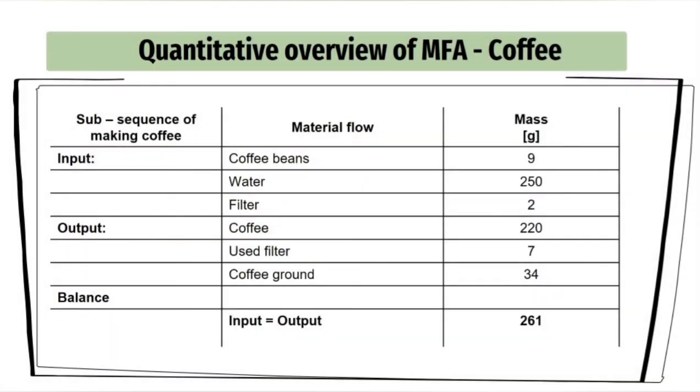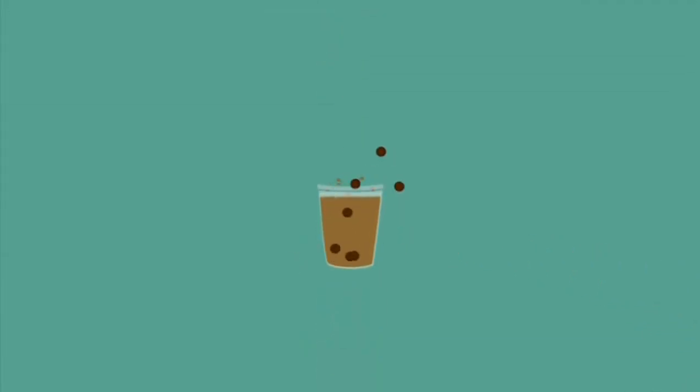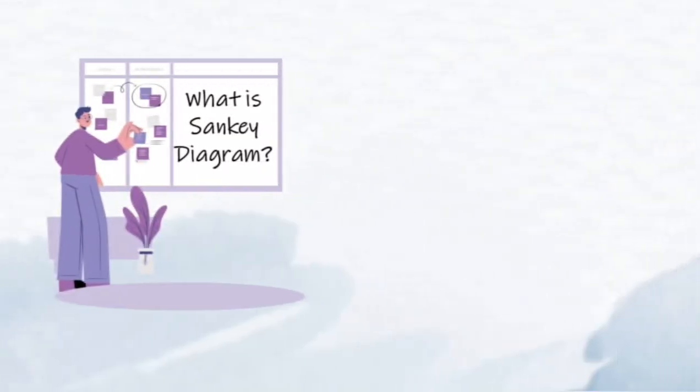Here is the quantitative overview of the subsequence of making coffee. It also has the input and output. The input and output have the same total, which is 261 grams. From the process of making coffee, we cannot determine what materials transfer and take place in a flow process of making them. So, what we need is a diagram that shows all of this.